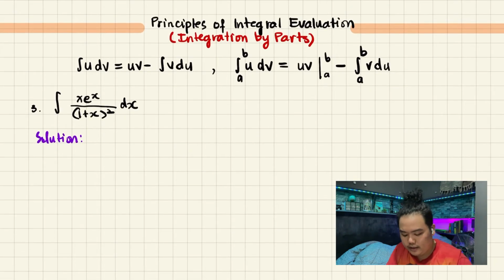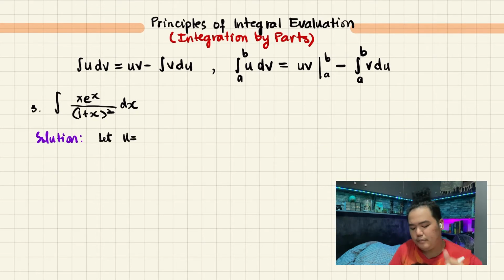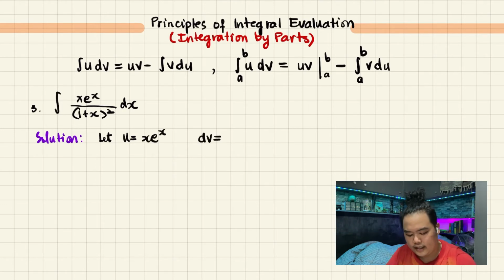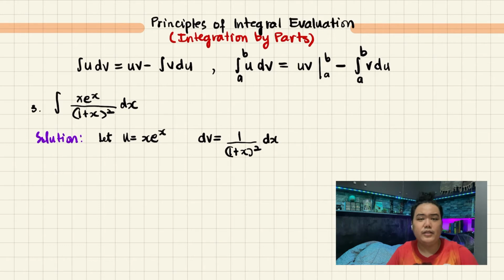Try naman natin si number 3. So, mukhang medyo iba itong example na to. Pero feeling ko ang u na mag-work ay x e to the x. At ang dv natin ay 1 over 1 plus x square dx. Kapag hindi nag-work yung substitution na yan, kailangan mo ibahin yung combi nila. Yung combination, pwede mong i-take na ito naman yung u, tapos ito yung dv, hanggang sa mag-work siya. Pero hopefully, itong substitution na naisip ko, mag-work.